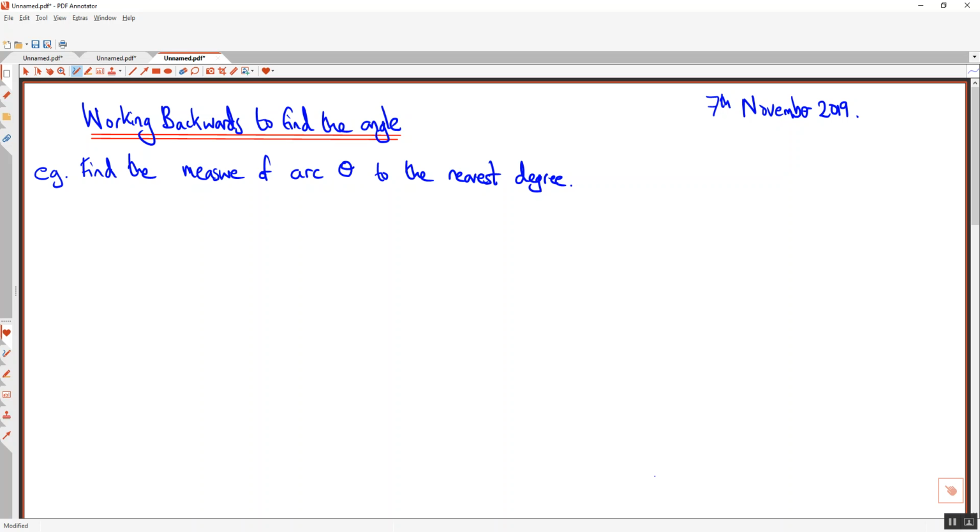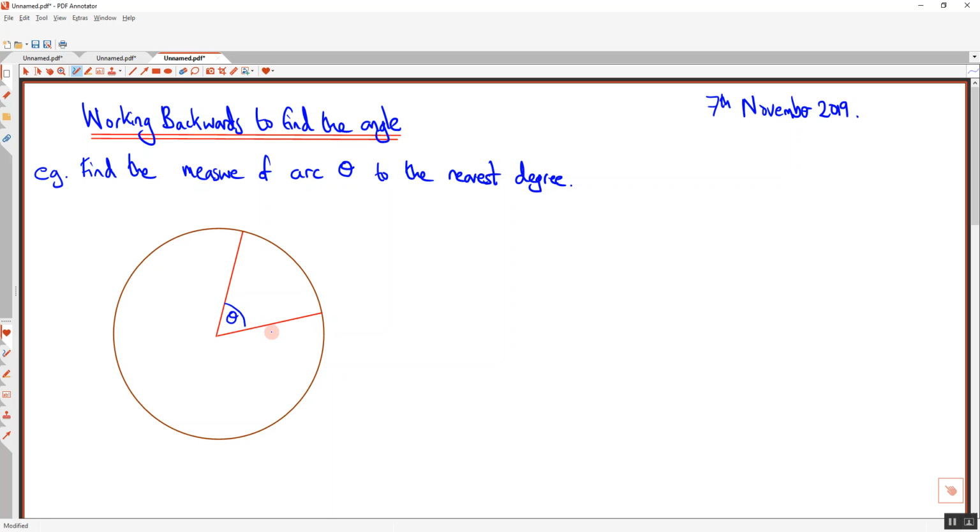Okay, so we're working backwards to find the angle, and the question is find the measure of arc theta to the nearest degree. So all that means is we're finding the angle, okay? So we'll draw our picture, do it nice and big, going from the center point out. And we're trying to find the angle, so this is what we're trying to find.